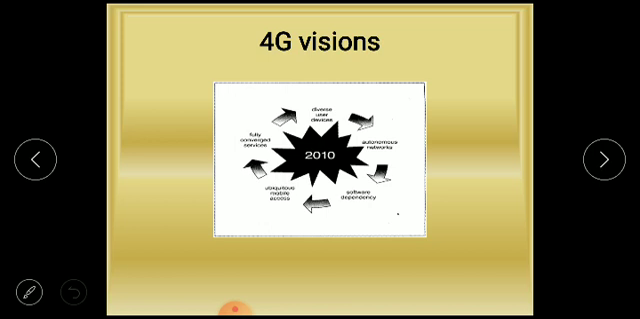So now you may have got some point about the 4G visions, right? The first one is fully converged services, the second one is ubiquitous mobile access, the third one is diverse user devices, the fourth one is autonomous networks, and the last one is software dependency, right?